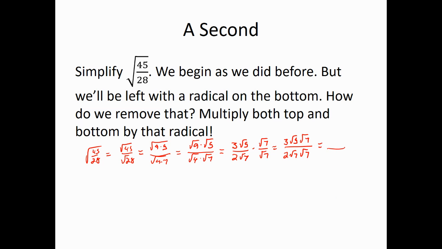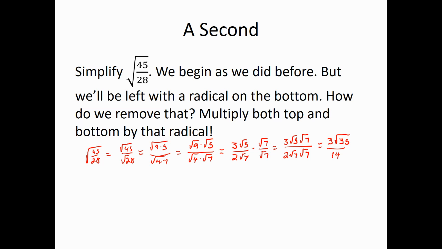And then, well, the bottom's easy, right? Root 7 times root 7 is simply 7. So we have 2 times 7, which is 14. And the top doesn't count as simplified because we have a radical expression times a radical expression, and we don't end there. What we do with that is we rewrite it as the square root of 5 times 7, which is 35.